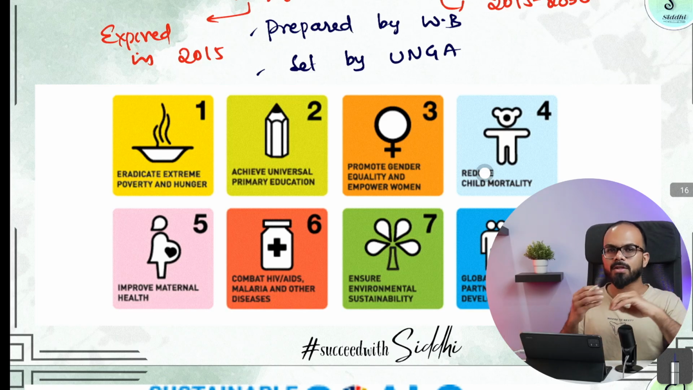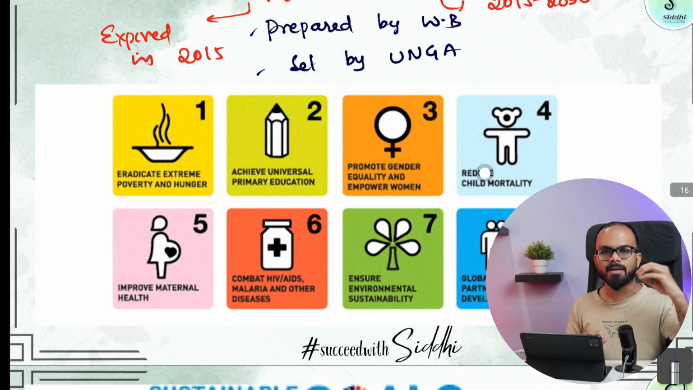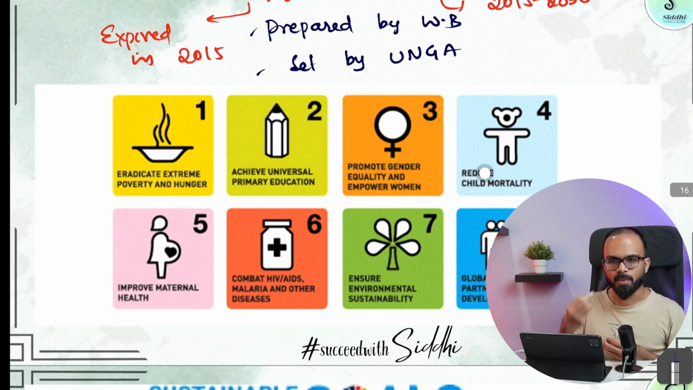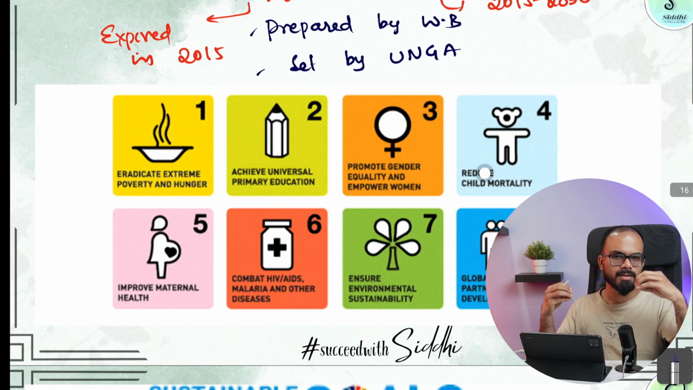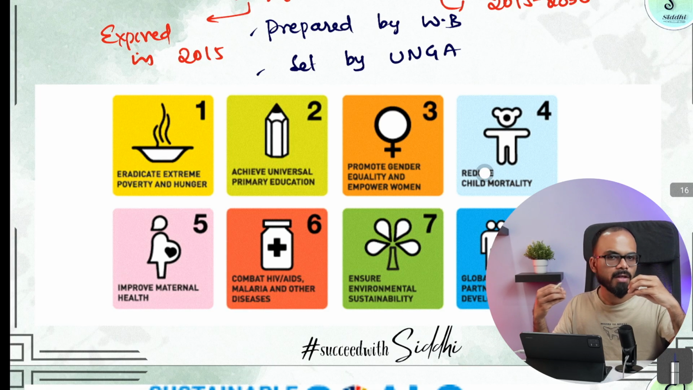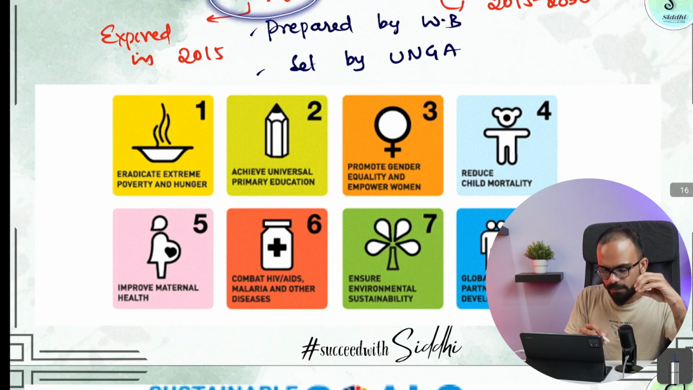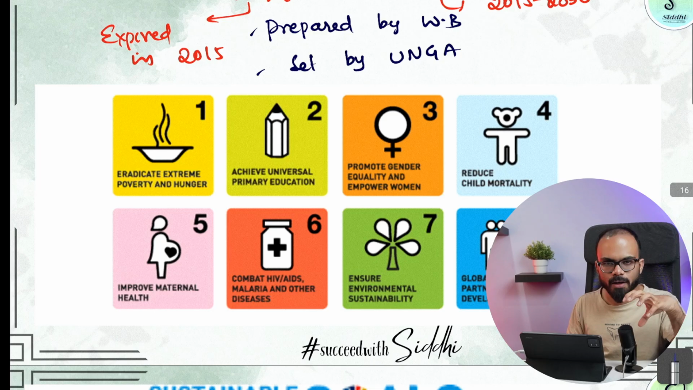Now everybody knows that poverty exists, but what are the mechanisms to come out of poverty? To come out of poverty, the World Bank and the United Nations General Assembly came up with a proposal known as the Millennium Development Goals. These Millennium Development Goals are the goals of the entire world to come out of poverty, and these goals were to be achieved by 2015.